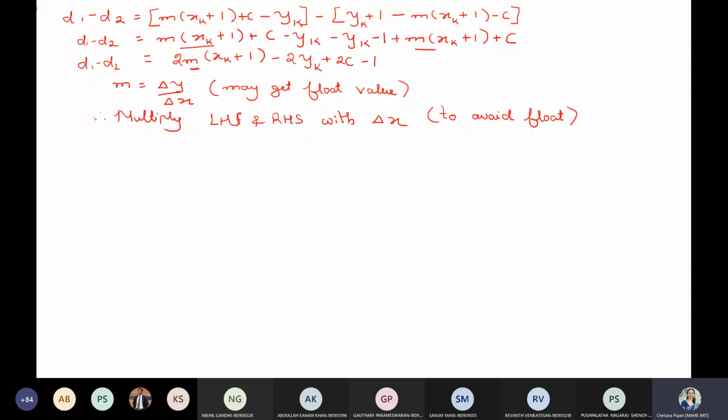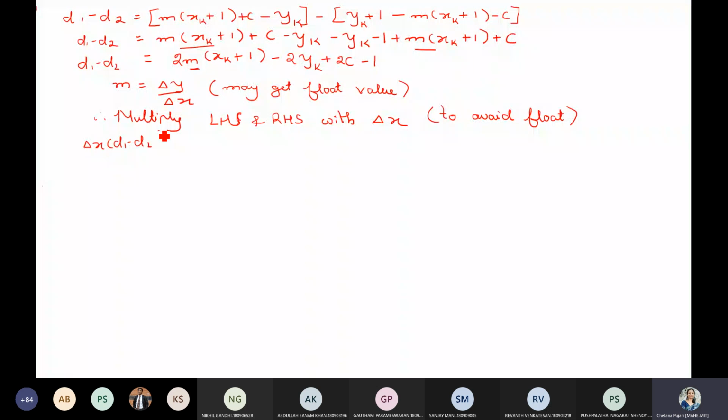We substituted it. We got this equation. In this equation, we have m, which is a slope. Slope represent delta y by delta x, which is a fraction, which may lead to a floating value. So in order to avoid this floating value, you want to get rid of this delta x. How we can do that? We can multiply your LHS and RHS with delta x. So let's do that. So once you multiply, what we'll get? We'll have delta x d1 minus d2.